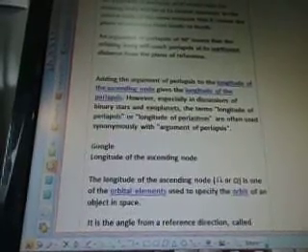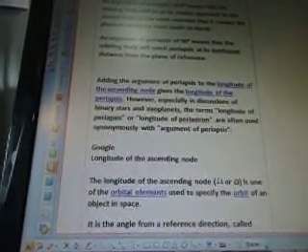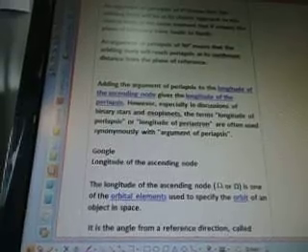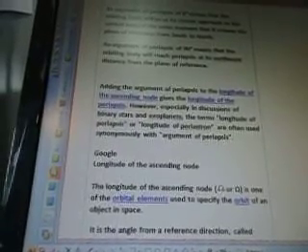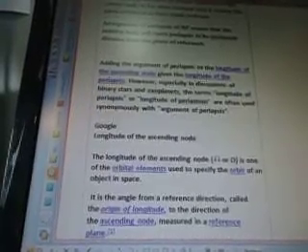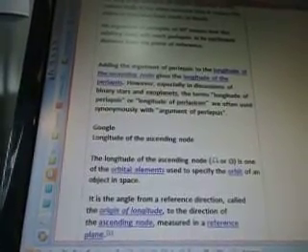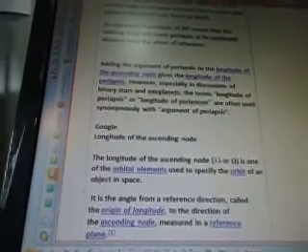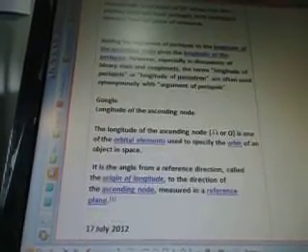Adding the argument of periapsis to the longitude of the ascending node gives the longitude of the periapsis. However, especially in discussions of binary stars and exoplanets, the terms longitude of periapsis or longitude of periastron are often used synonymously with argument of periapsis.